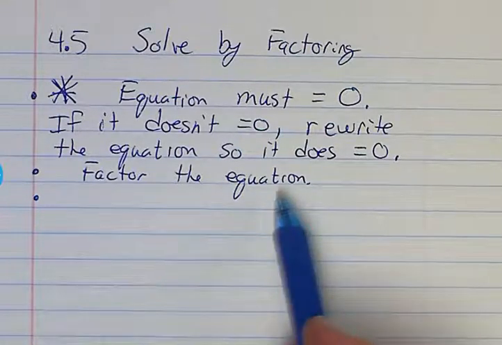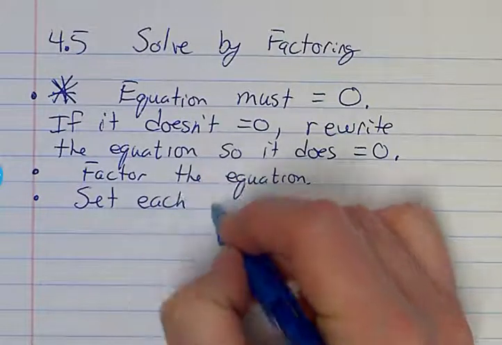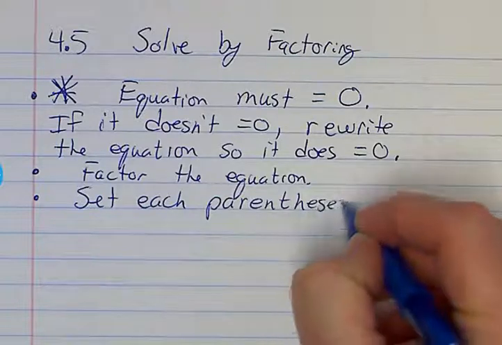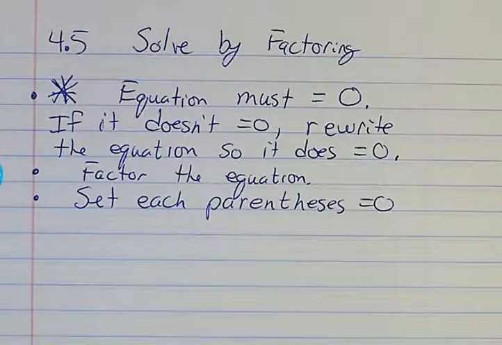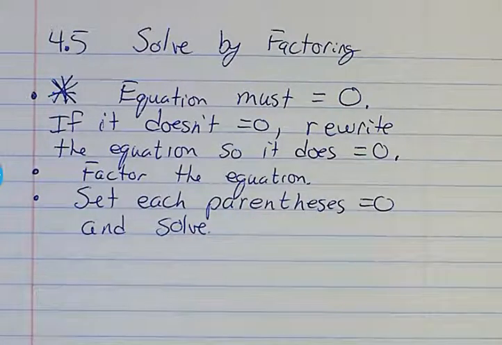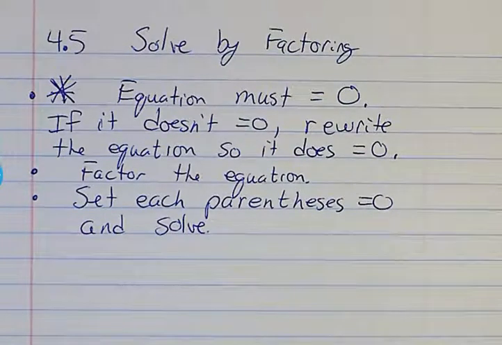Once you factor the equation, you're going to set each parentheses equal to 0. And then you're going to solve that parentheses equal to 0. And the solving equations are going to be really fairly simple because most of the time they're just going to be one step to the answer where you're going to have to add or subtract. There may be an occasional few problems where you're going to have to do some division. But the solving part is going to be really, really straightforward and really, really simple.